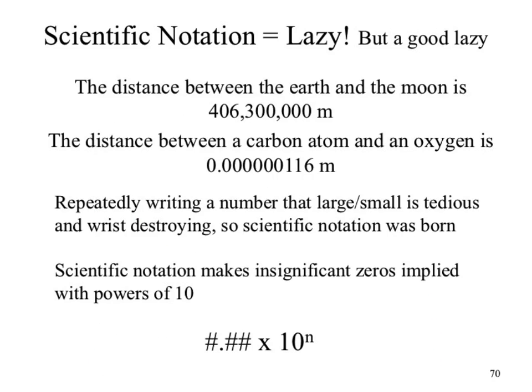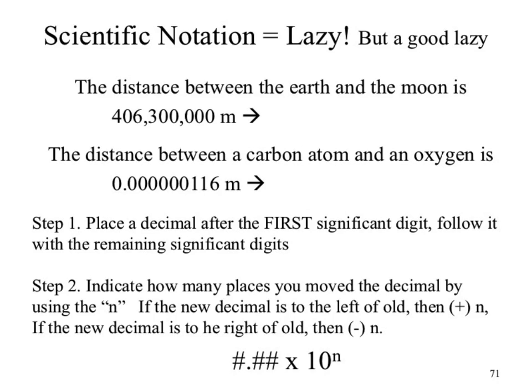Okay? Or, before we even get to that, scientific notation. Okay? We can take really big numbers, and instead of writing them out as these big, long things, I can abbreviate them down into a scientific notation. So our rule, or steps for this, step 1, place a decimal after your first significant digit, and then follow it with the remaining significant digits. Okay? Indicate how many places you moved your decimal by using your n factor, which is the bottom one. Okay? If your new decimal is to the left of the... actually, I don't like that one.